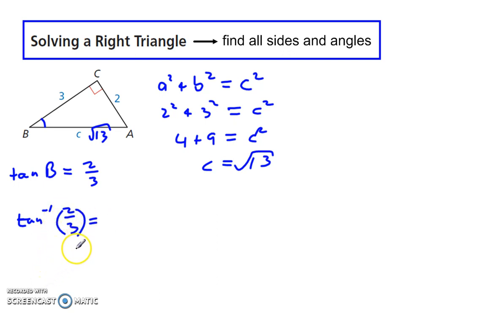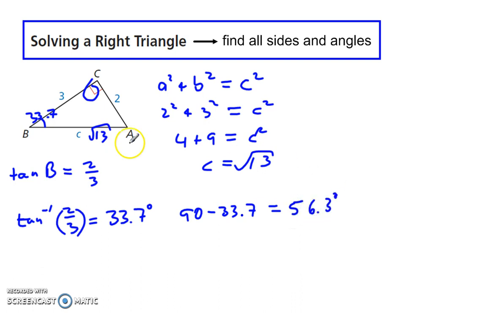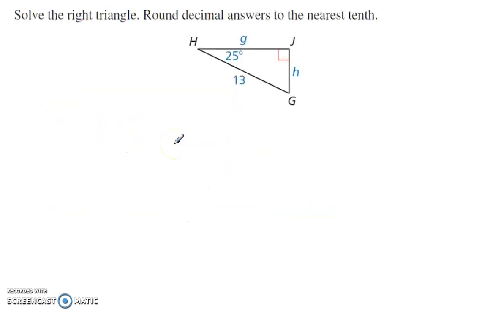So I'll type that into my calculator, and that gives me about 33.7 degrees right here. And then knowing that this is 90, that leaves 90 for these two angles, so I can do 90 minus 33.7, and that'll give me my third angle of 56.3 degrees right here for A. And now I have solved that right triangle.